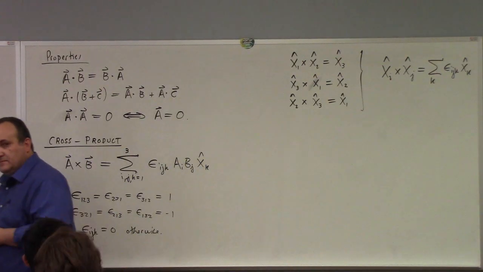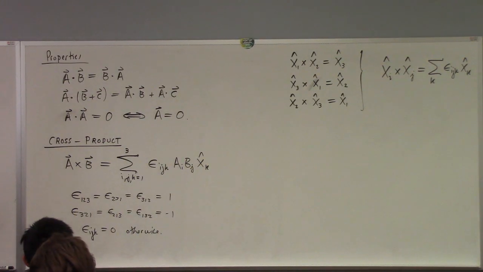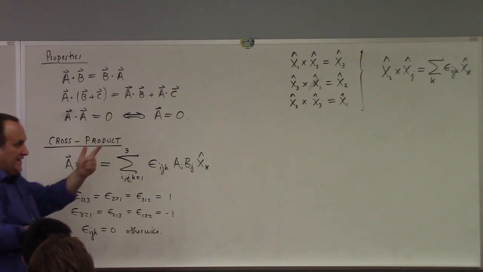It's all there. See, because the only way that epsilon symbol could be non-trivial is if i, j, and k are distinct, which automatically forces whatever's on the right-hand side to be whatever's not on the left-hand side, which is exactly those patterns.